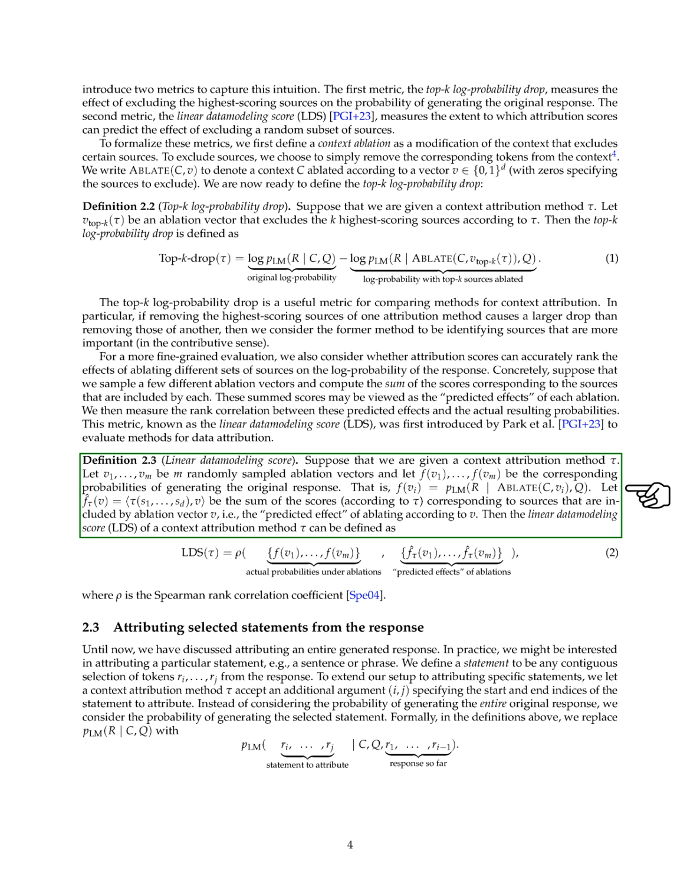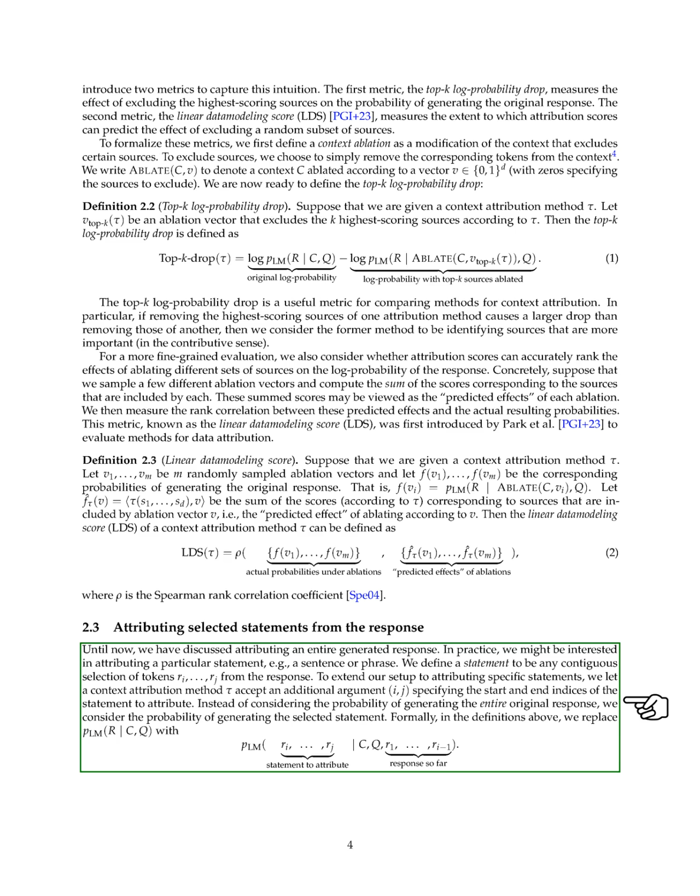Section: Attributing selected statements from the response. In this section, we focus on attributing specific statements from a generated response rather than the entire response. We define a statement as any continuous selection of tokens from the response. To attribute specific statements, we introduce a context attribution method that takes additional arguments to specify the start and end of the statement we want to analyze.